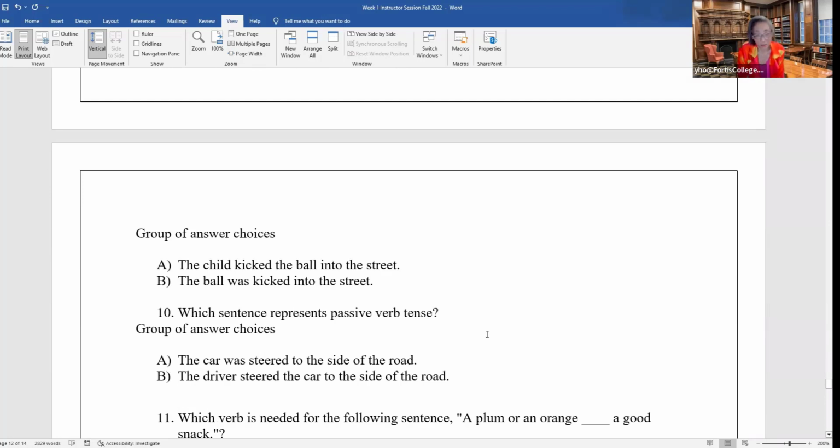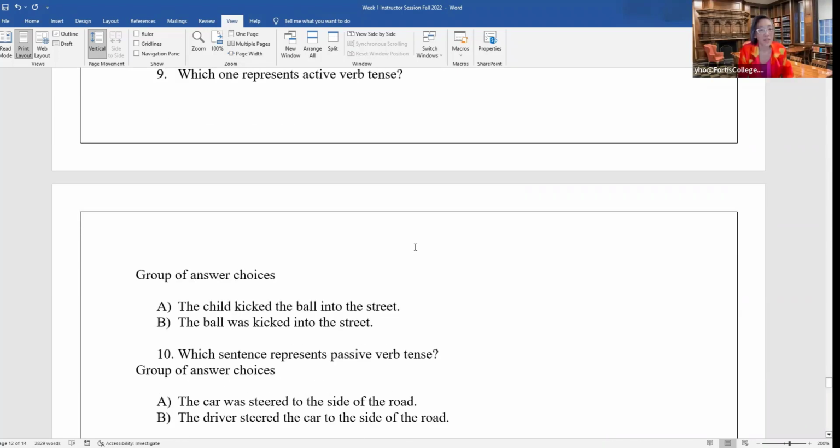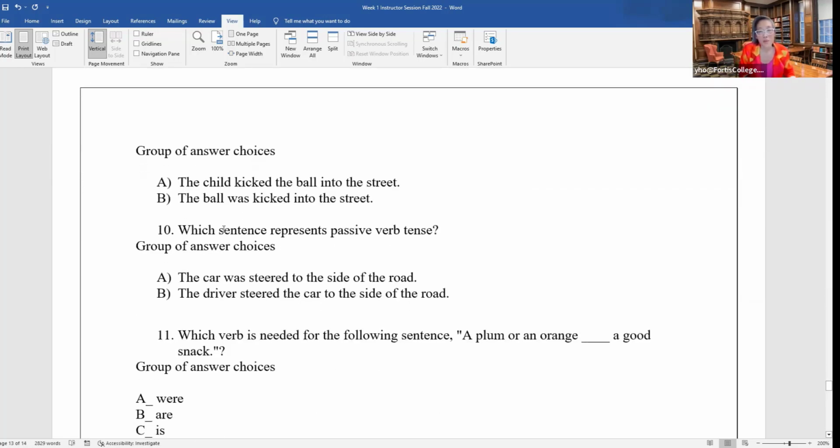So which one represents active verb tense? A, the child kicked the ball into the street. B, the ball was kicked into the street. Maya. Is it A or B? Anybody can help Maya out? Is it A or B? A. A, yes. And so A is active verb tense, okay, because the subject is doing the action of kicking the ball.